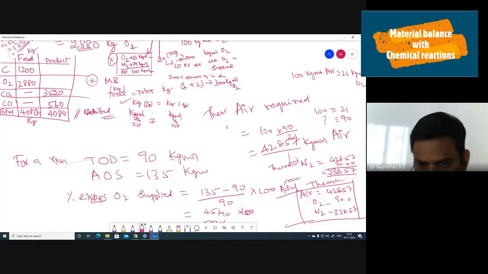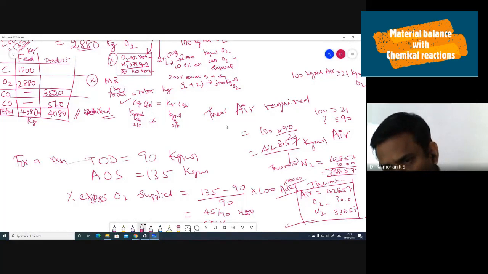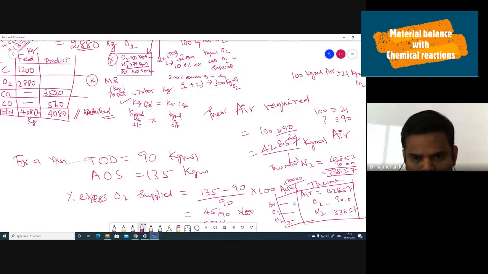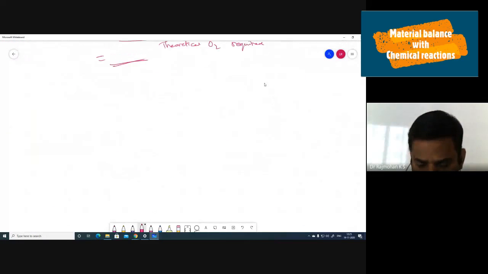Whatever is actual can be determined depending upon the percentage excess. Numericals can be asked in forward direction or reverse direction. You may be given the actual air supplied and determine percentage excess, or percentage excess is directly given, so the actual air required can be determined. Then the actual air composition can be written if we know the percentage excess. We will be using all these in this problem.